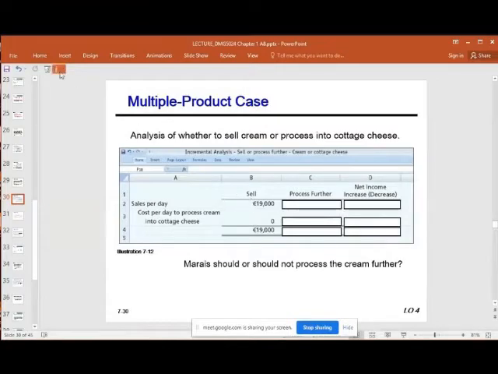So you have sell. This is the old decision. And then you have the new decision, process further. So same thing, class. You cannot switch this one. You cannot put process further in front and then sell behind. Cannot, because sell is the original decision.